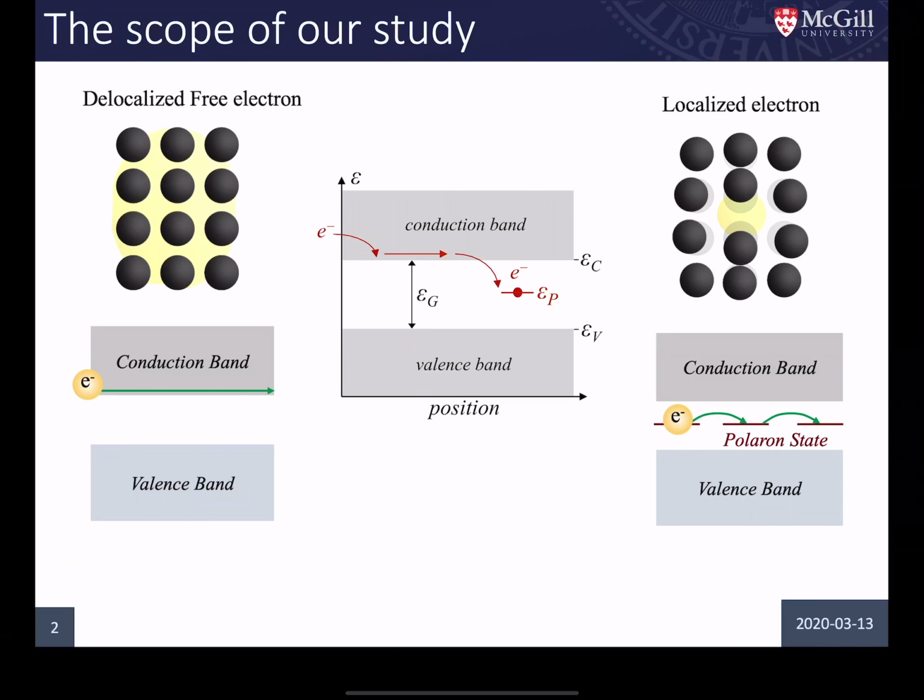Much research has already focused on the localized states, when the polaron has already formed and then moves by polaronic hopping. Our focus is the transition from when a free electron is at the conduction band minimum until the electron is finally localized at the polaron state.